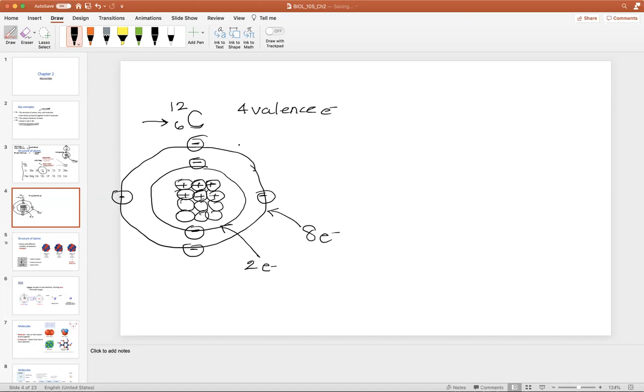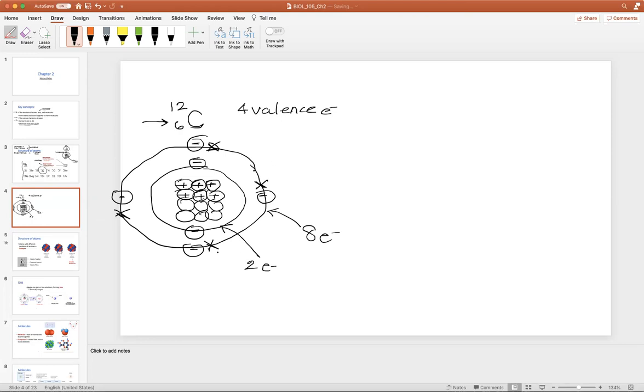So what does that mean? That means that there are blank spaces here. I'm just going to put an X here, here, here, and here. Think of these as like parking spots where 4 more electrons can go.